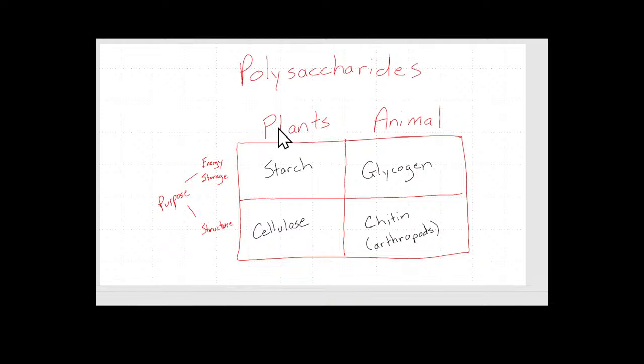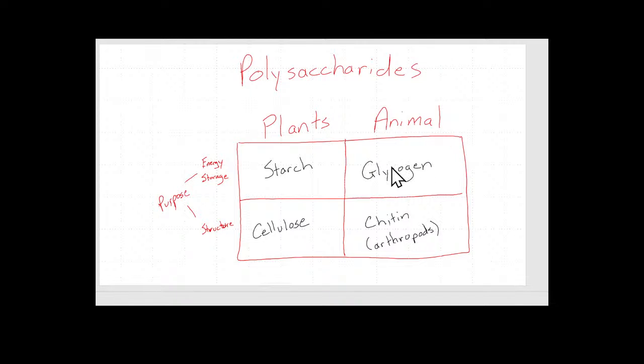Anyway, plants often use starch to store energy. So in the lab this week, we're doing a test for starch, and when we drop iodine on a potato, it turns black right away because it's interacting with the starch molecules. Another very common polysaccharide that you would find in plants is cellulose, and the purpose of cellulose is for structure.